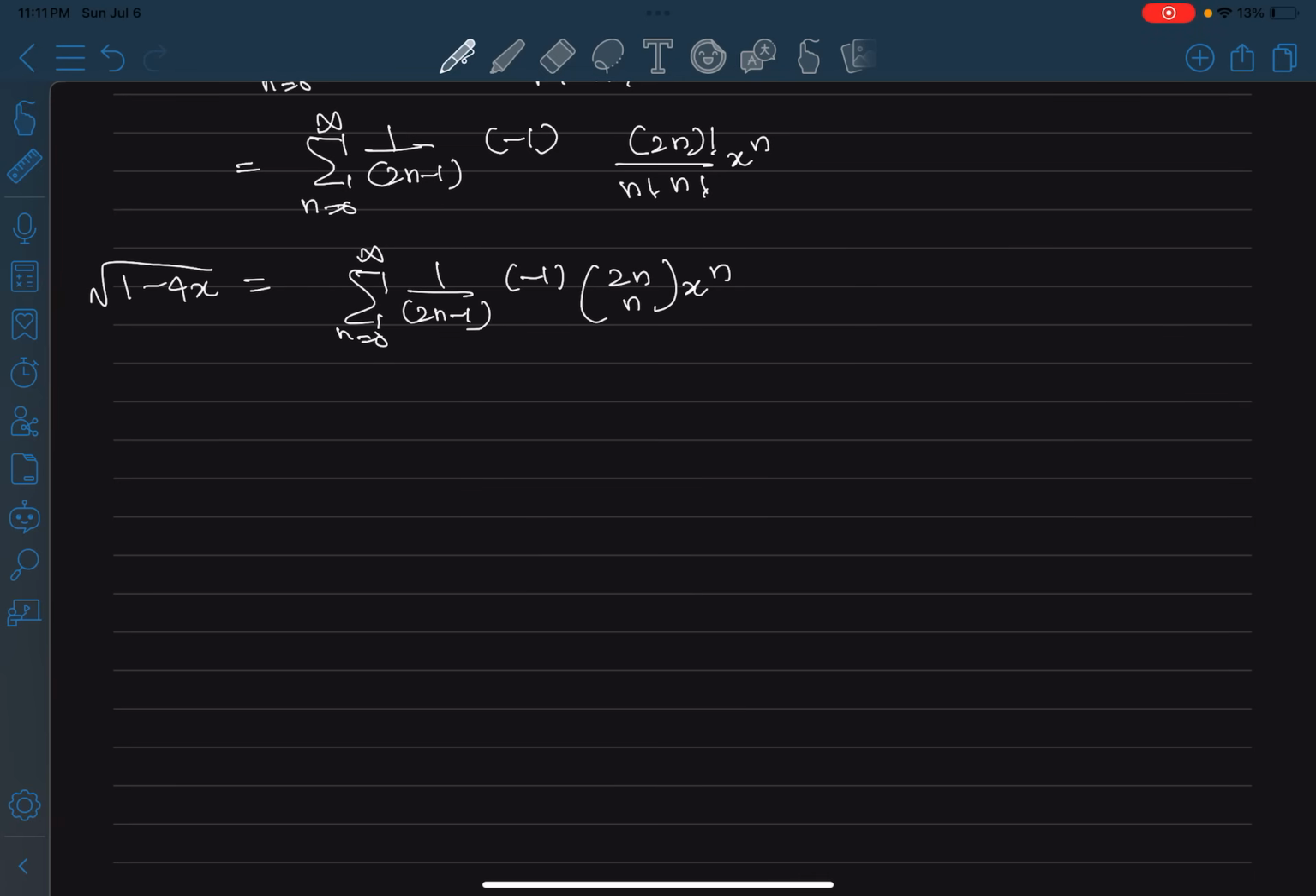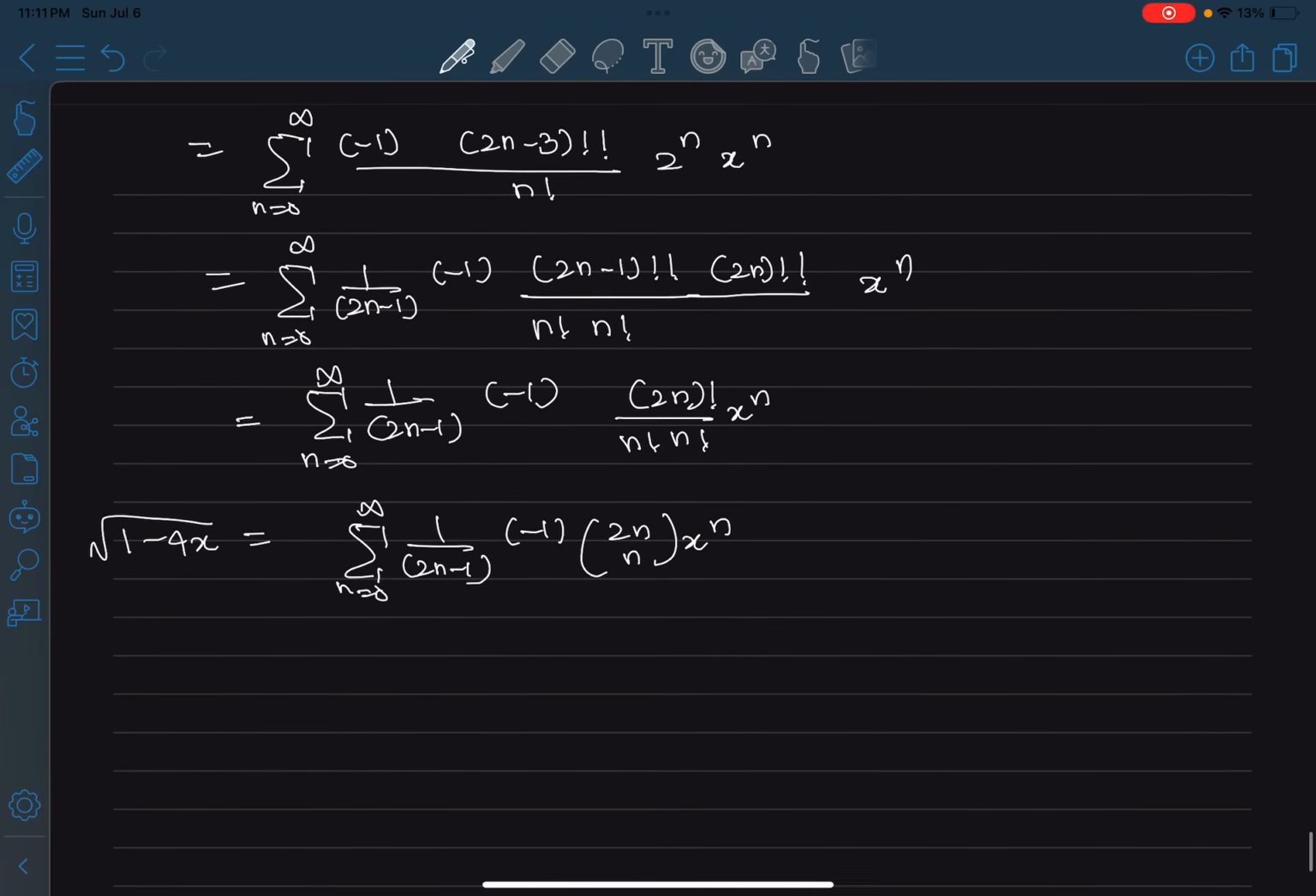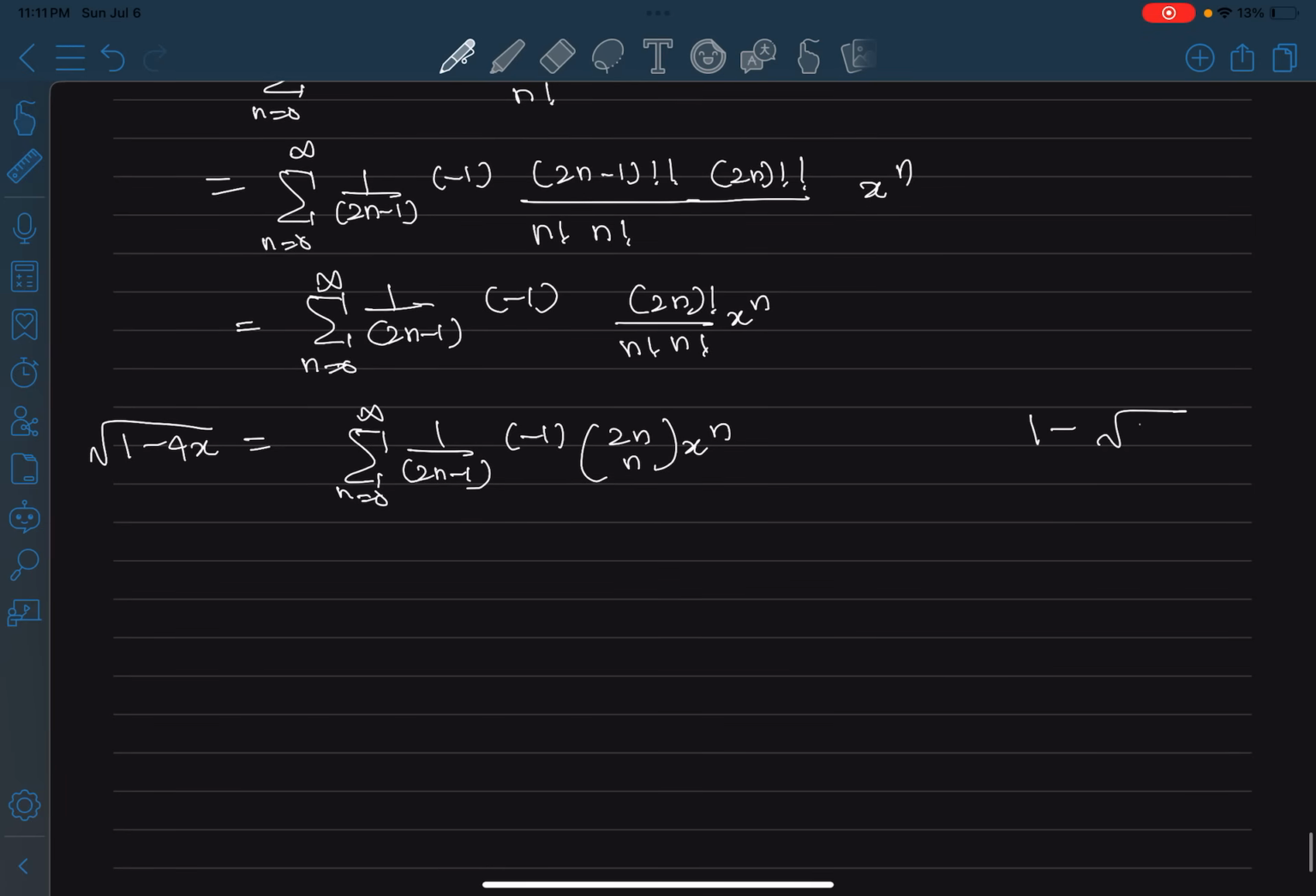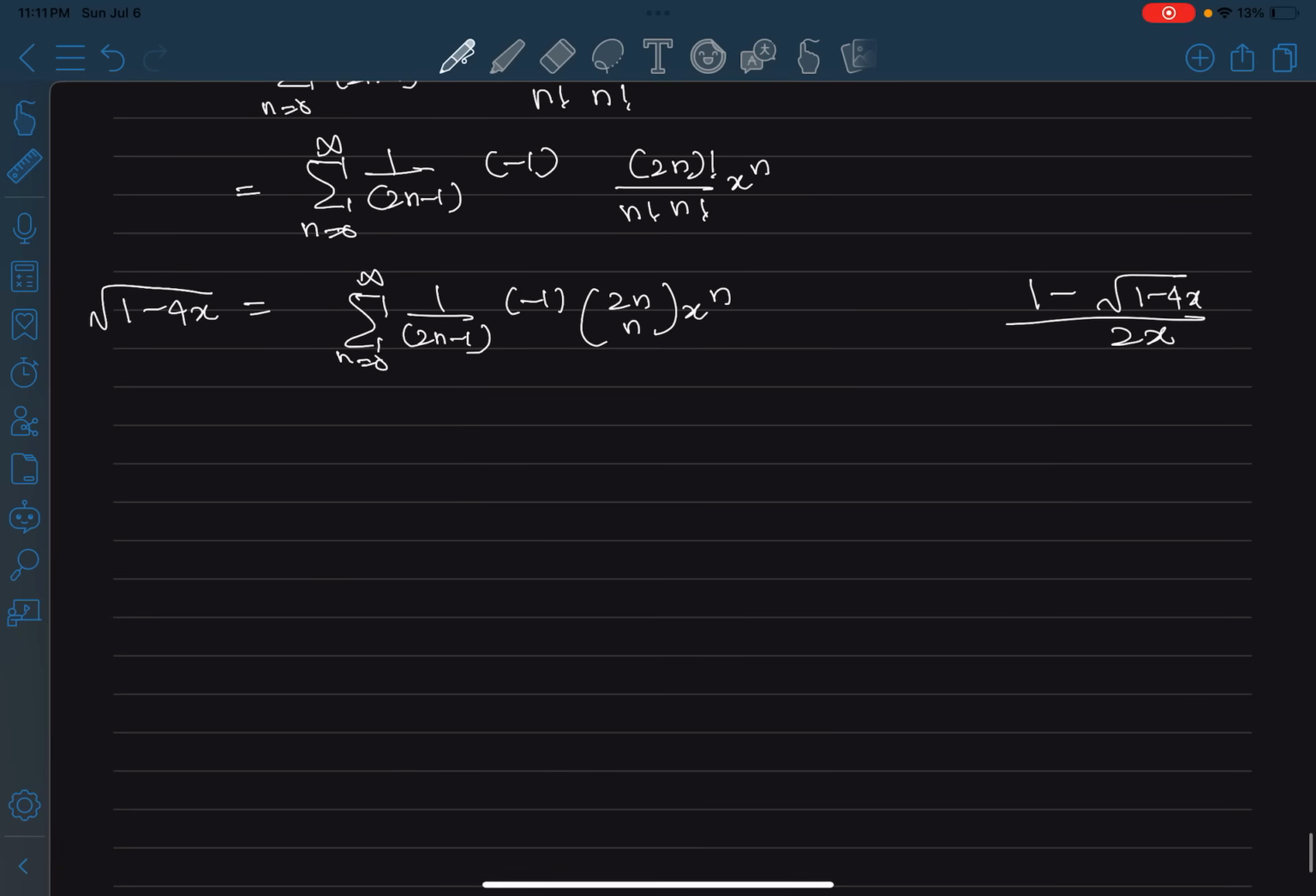Now, we actually had to find (1 minus the square root of 1 minus 4x) by 2x. This was the original expression, right? So now if we give it a minus sign, the minus sign inside this sum will disappear, right? So that's something nice for us.